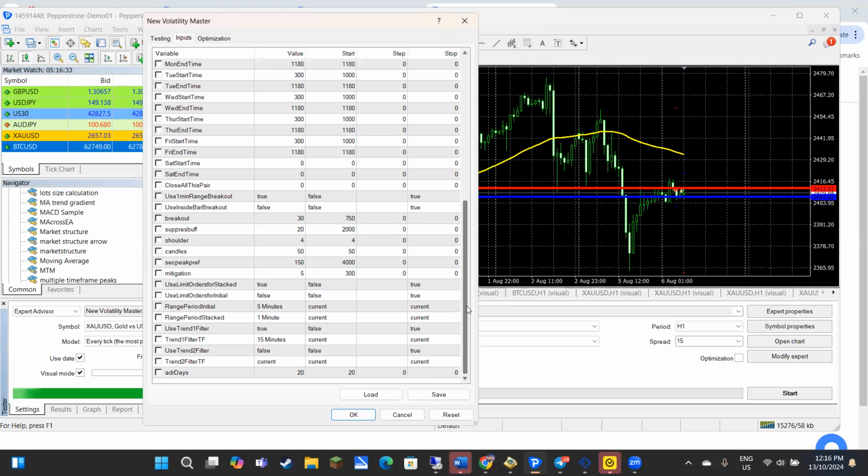There's one more setting I've added, and that is the close all for this pair. Close all this pair, and you'll put in a time setting there.